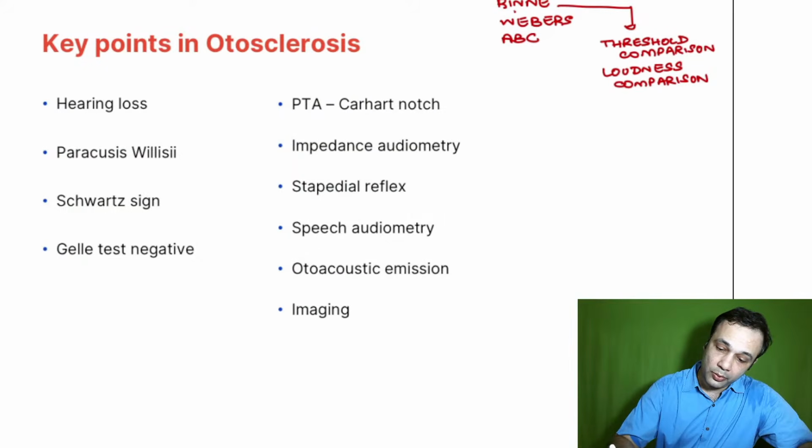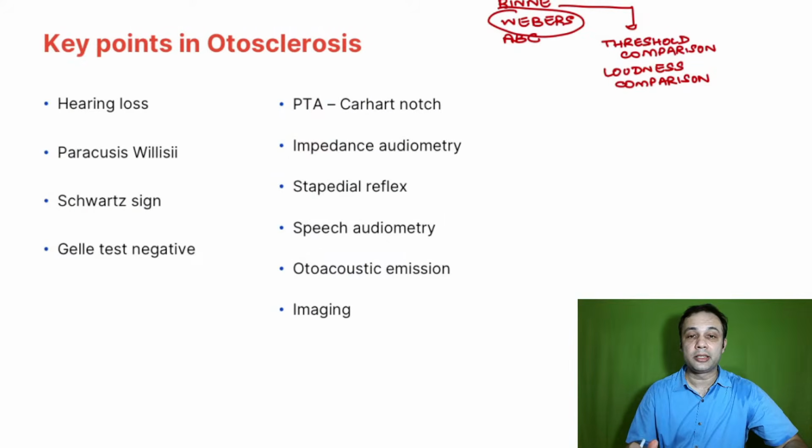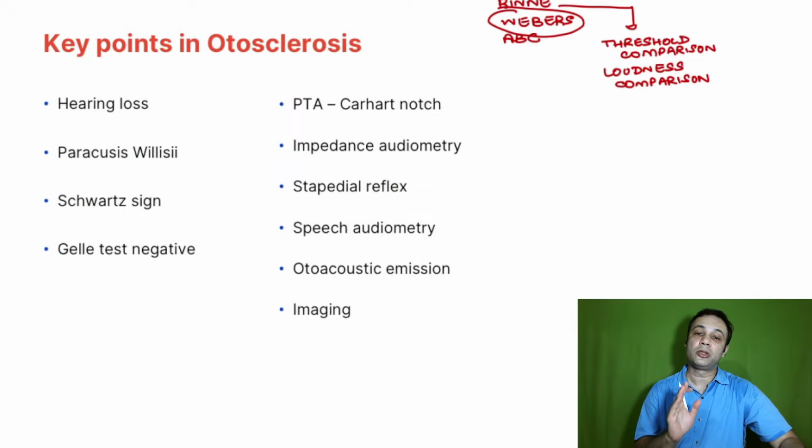So when you talk about Weber's test, you're looking at lateralization. In sensorineural hearing loss, the Weber's test is lateralized to the opposite side, or the normal side. When you talk about conductive hearing loss, it is lateralized to the affected side.